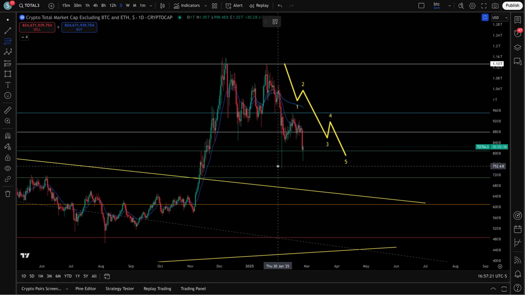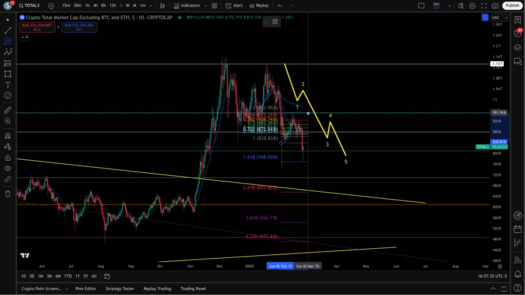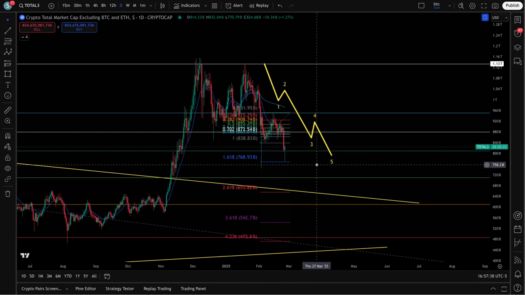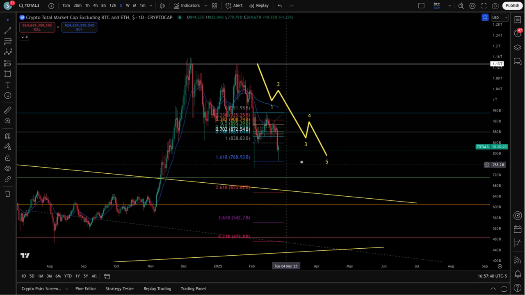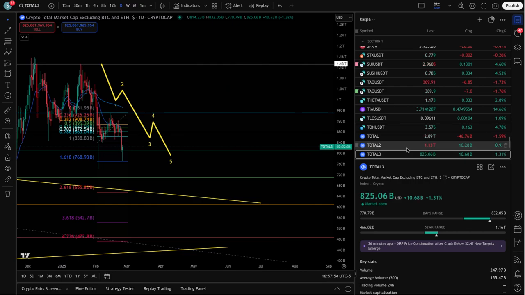Not sure if this wick is 100% legit, or if I should be using it, or if it's just an anomaly in the market, but if we use what we got here, that would make a completed 5th wave down. All right, that is your total market cap excluding Bitcoin and Ethereum. All right, and that's without Bitcoin and ETH. And if we come over here, that's the total 3, the total 2.